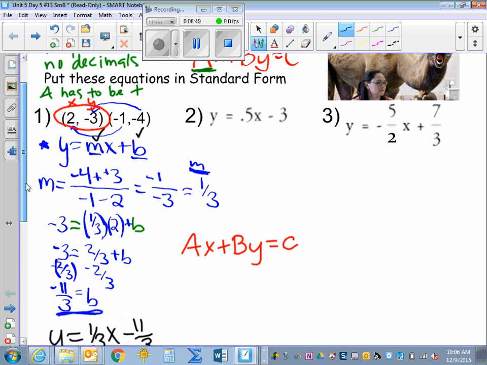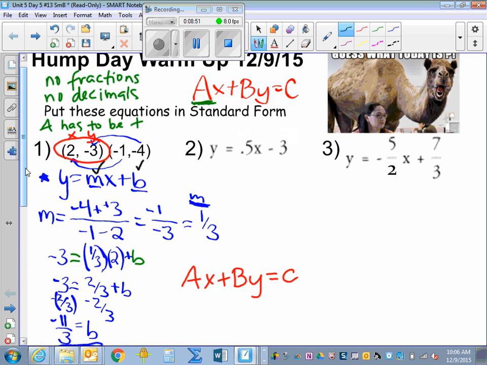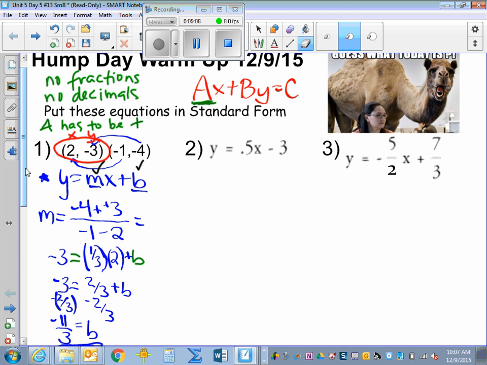So then our next ones, 2 and 3, don't require as much work. It's already in an equation for us. All we have to do is get it in standard form, again, ax plus by equals c. I'm going to clear this out some so I have more room. Okay, I have decimals. I can't have decimals.